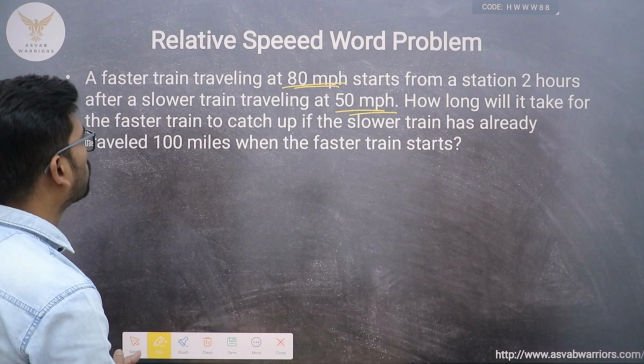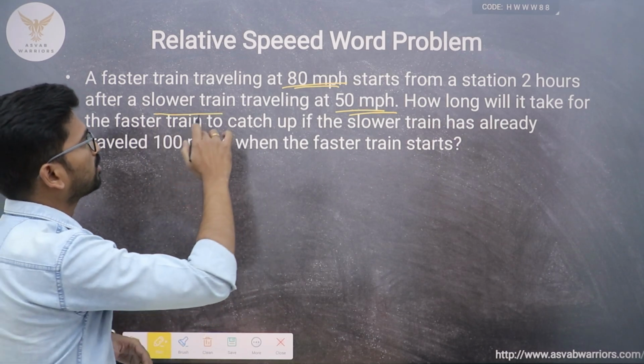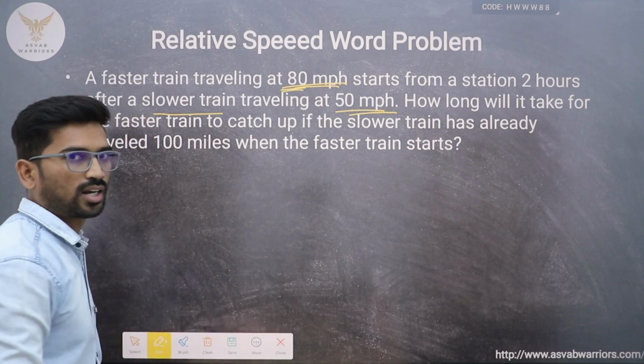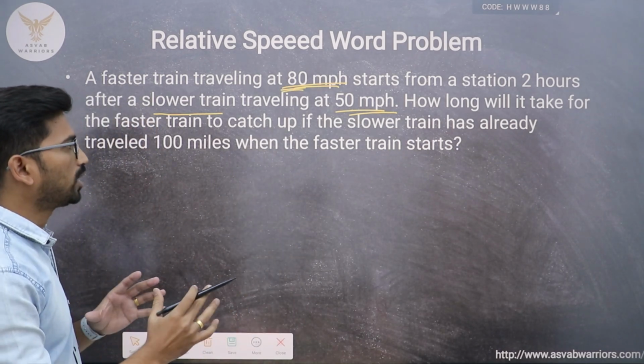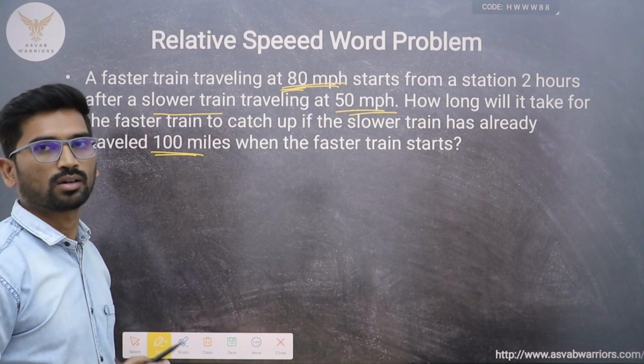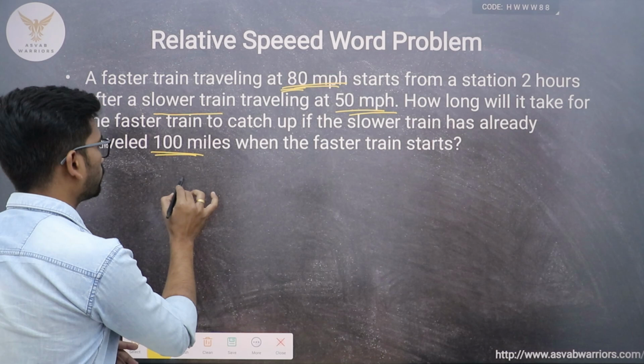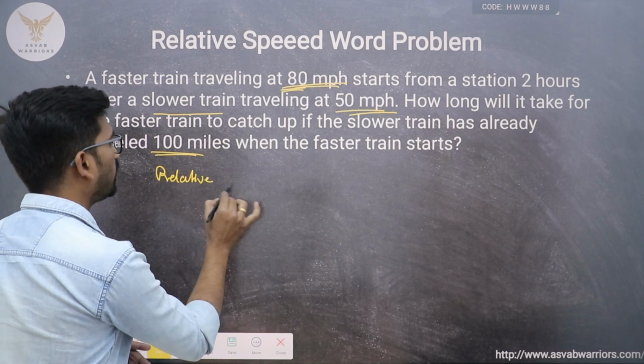Now, the slower train has already started, and after 2 hours this faster train will start, and in these 2 hours the slower train has covered the distance of 100 miles already. Now we will take the concept of relative speed. What will be the relative speed in this case?